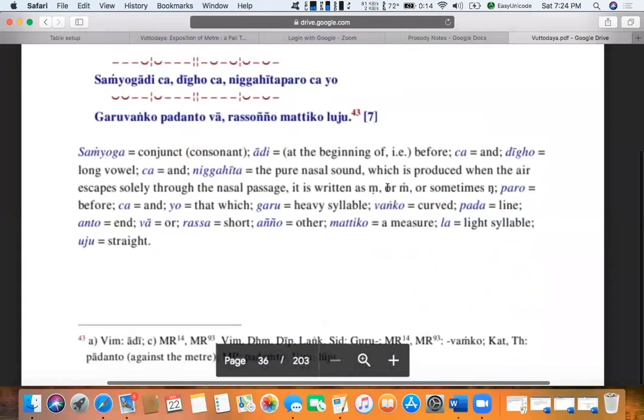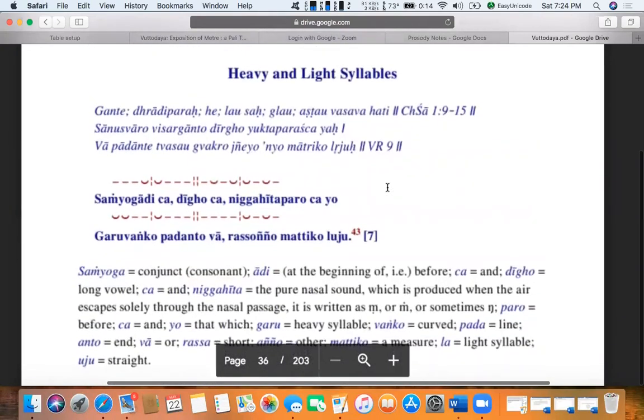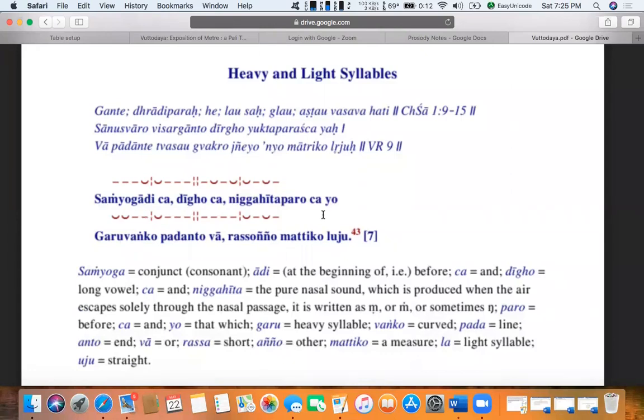So here in this verse, heavy and light syllables. We should first clarify this verse and then go back to that one. There are four kinds of heavy syllables and only one kind of light syllable. What are the heavy syllables? Sangyogadi. This is one kind. Digho, this is the second kind. Niggahita paro, this is the third kind. Then padanto, this is the fourth type of heavy syllables. These are the four types of heavy syllables.